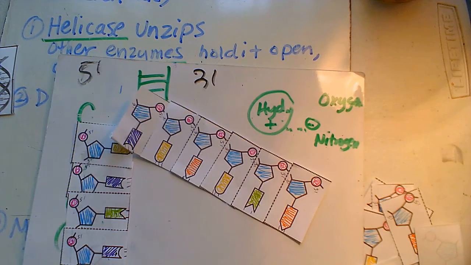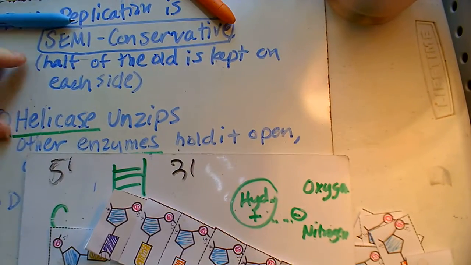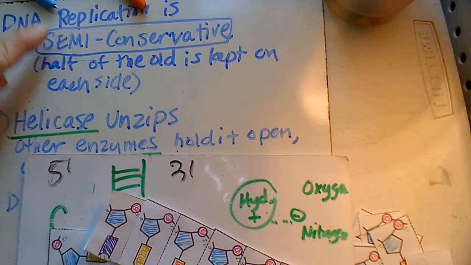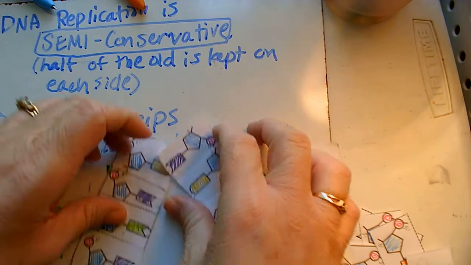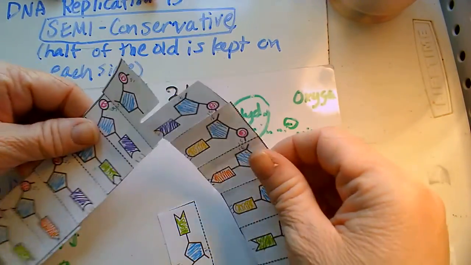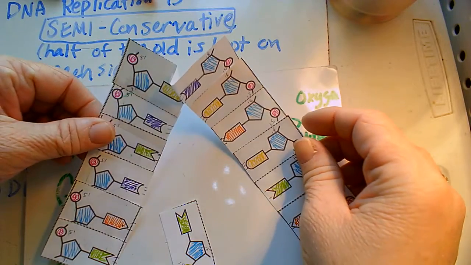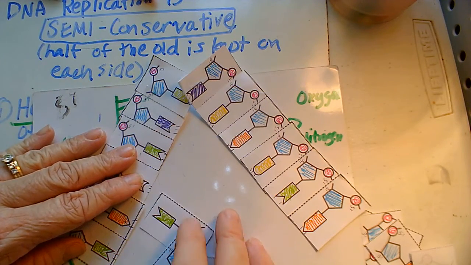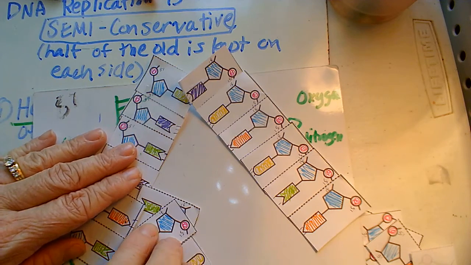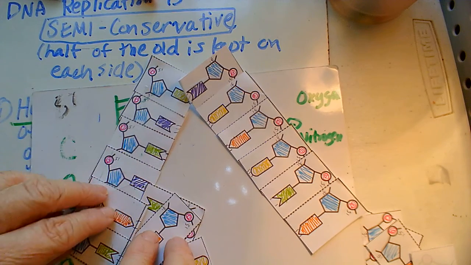We talked about how it's semi-conservative. And so the word semi means partial or half. Conservative is kept. So these two parts are the old DNA. When it gets opened up, they're kept. Okay? And then new DNA, the new half is added, and these are going to be the new nucleotides coming in, the new nucleotides being added to it.